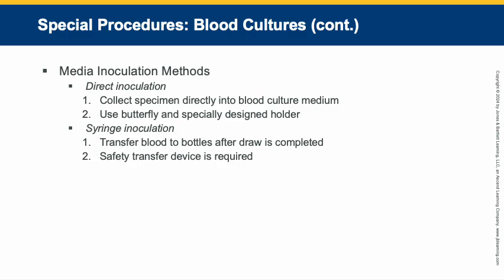Okay, let's talk about syringe. If we use the syringe method, then this means we draw the patient's blood with the needle and syringe, and then we have to put the blood into the bottles after the draw is completed. You're still going to fill the aerobic bottle first, and you're just going to allow it to suction. You're going to put the needle directly into the blood culture bottle top. You're going to allow it to suction out the amount that it needs and then do the anaerobic next.